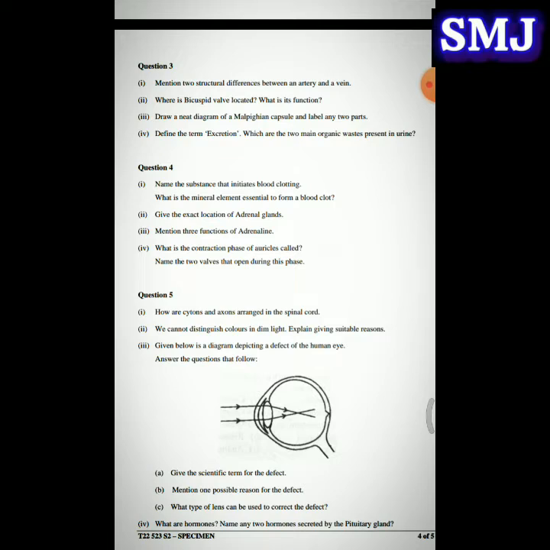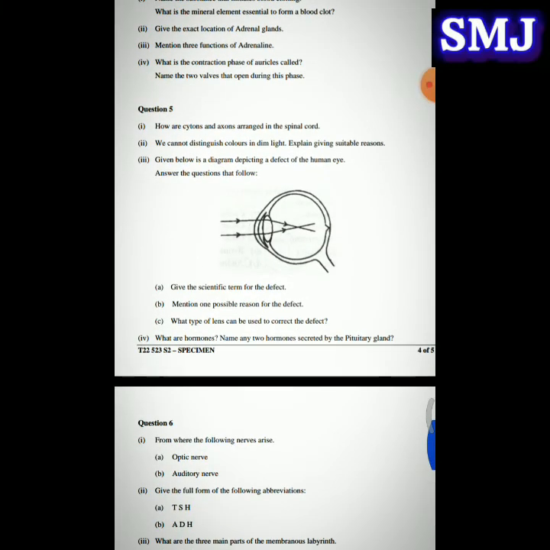So the answer is atrial systole. Next, name the two valves that open during this phase. Which means during atrial systole. So the answer is mitral and tricuspid valves.